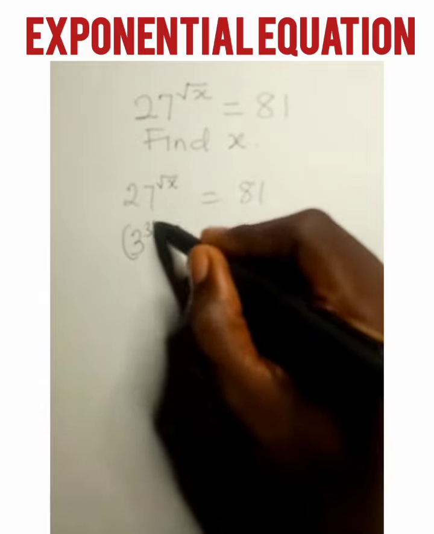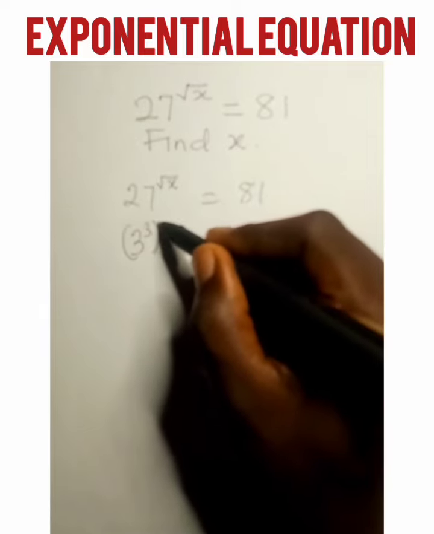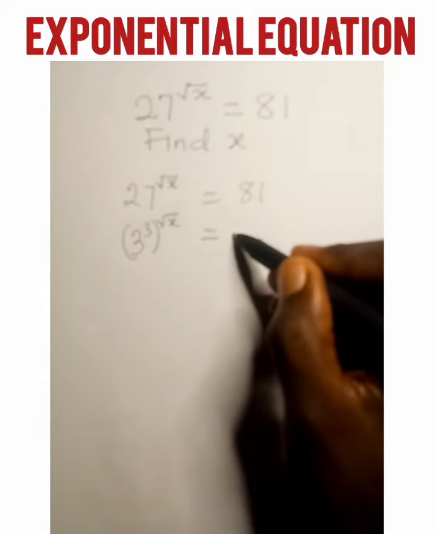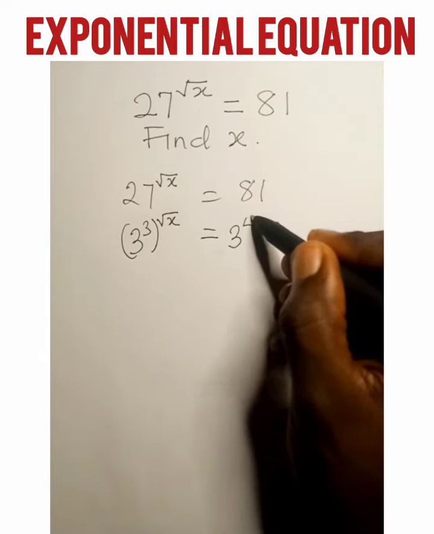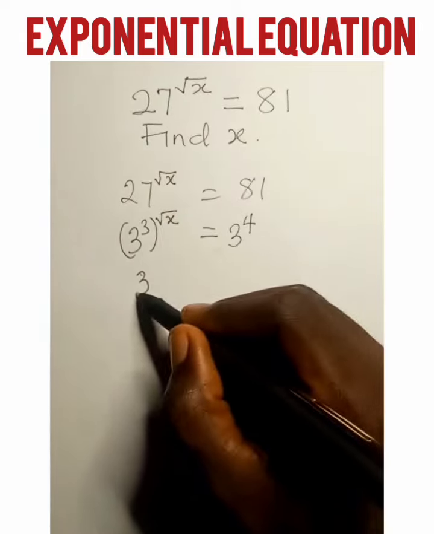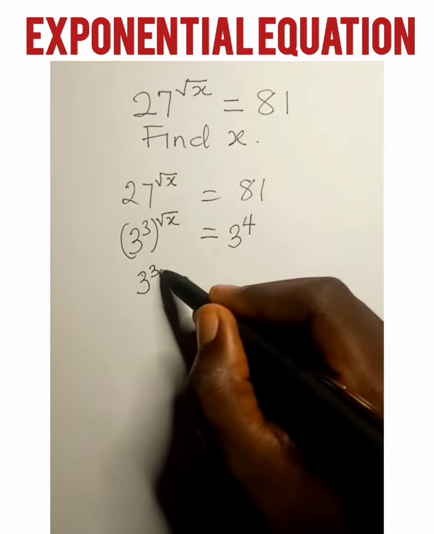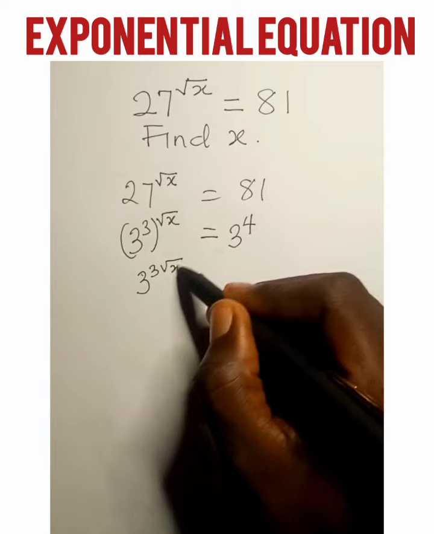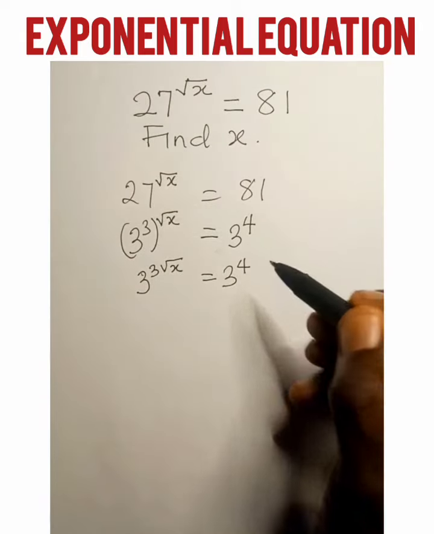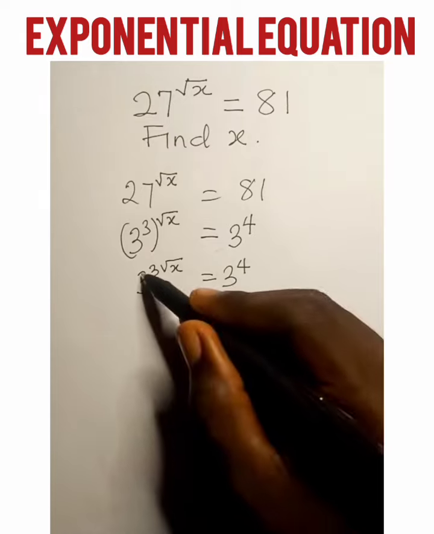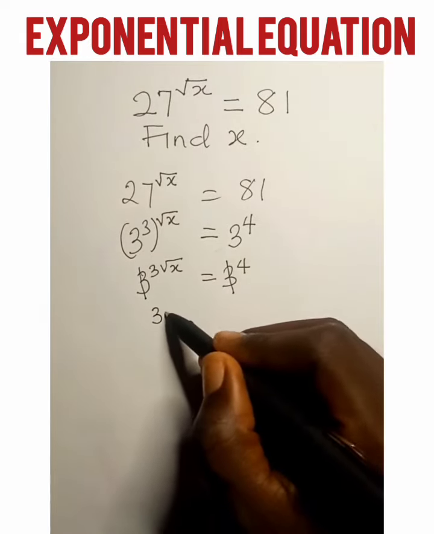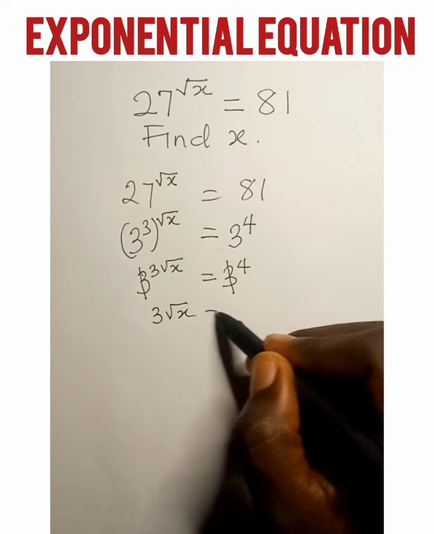That is for this 27, then to the power of root x equal to, and this can also be expressed to 3 raised to power 4. Then if we multiply this power, we are going to have 3 raised to power this, multiply this, and we have this x equal to 3 raised to power 4. So when we get to this point, we can cancel out the base. Then we are left with 3 root x equal to 4.